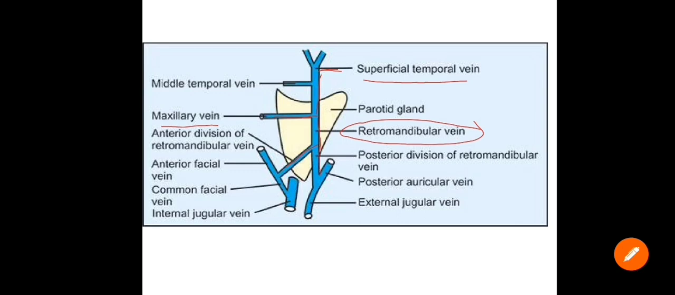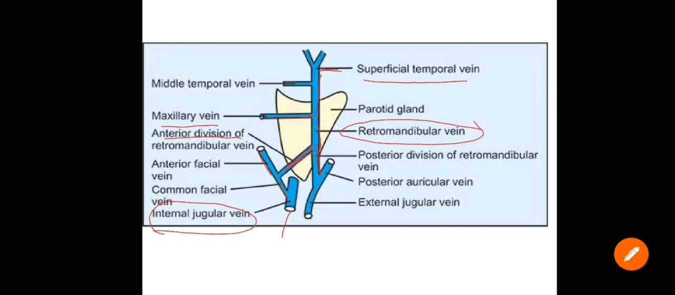This is the anterior division. The anterior division and the posterior division. Now the anterior division is combining itself with the facial vein, and it forms what is called the common facial vein, and finally it drains itself into the internal jugular vein.